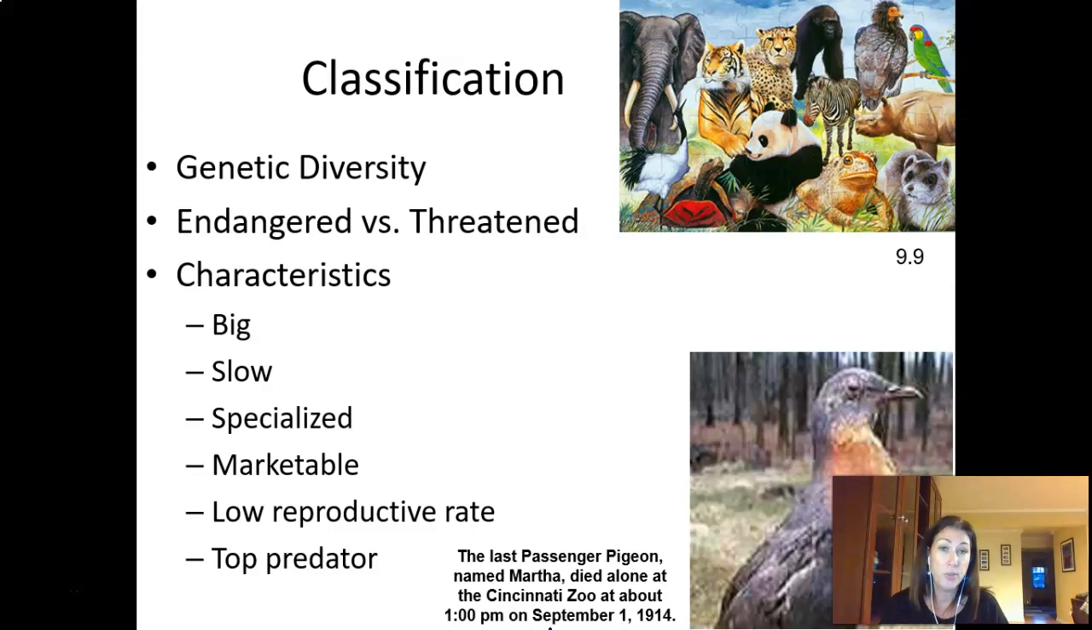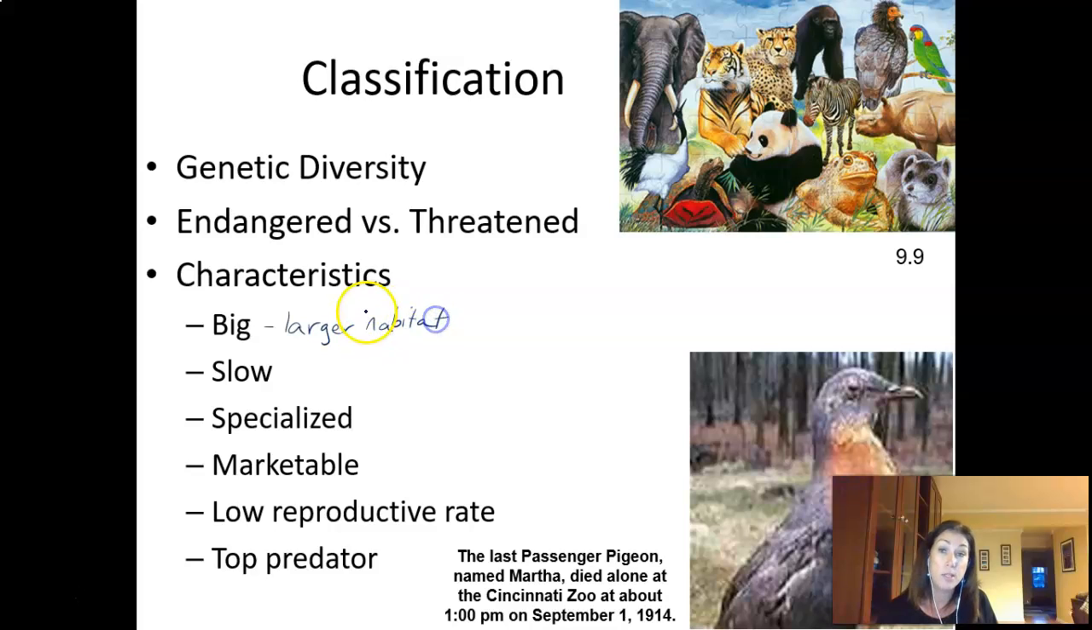Now, some of the characteristics of species that make them particularly vulnerable to being at risk of endangered or threatened status is they tend to be big. Now, the reason why a big species is at risk of extinction is because a bigger species needs a larger habitat. And we are just running out of habitat space to be able to share with these animals.